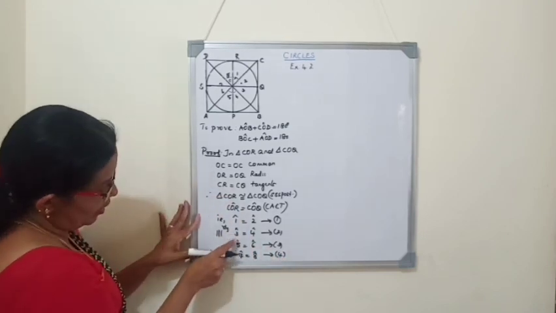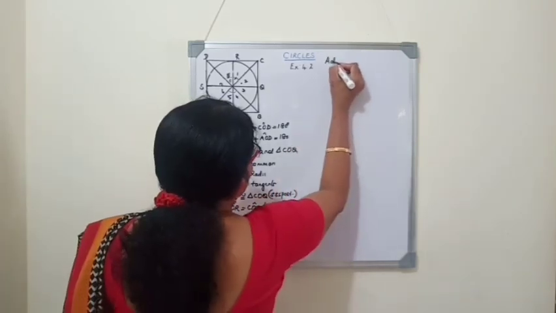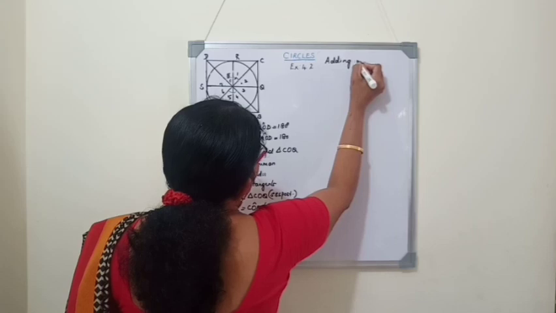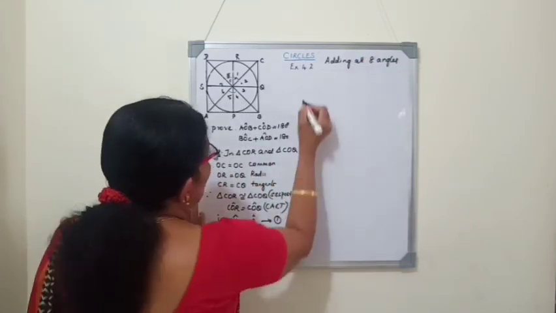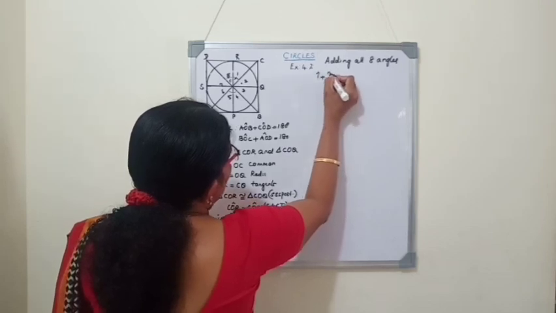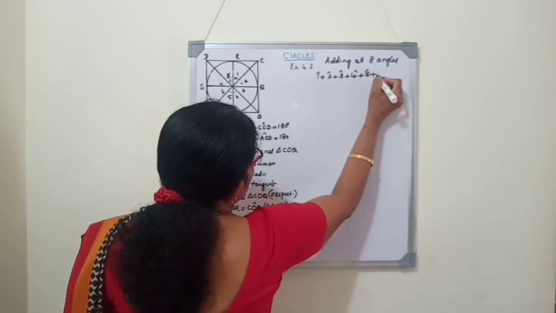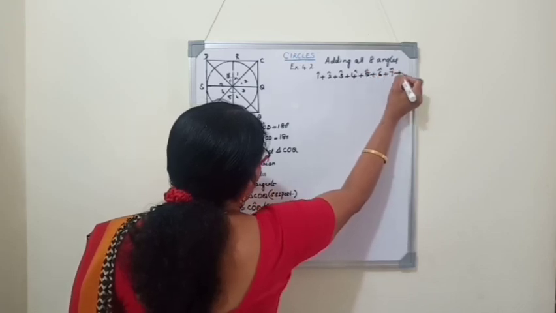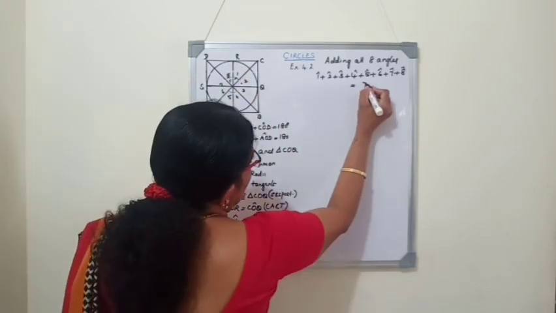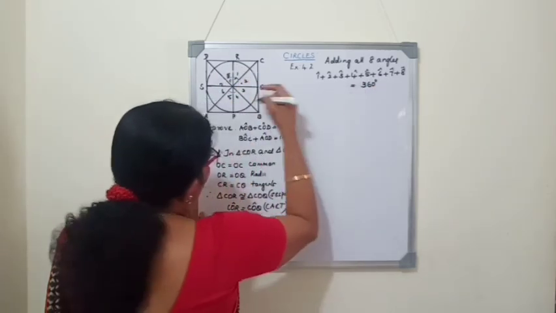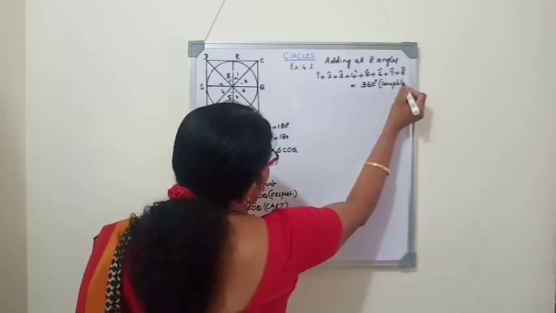Here we will add all the angles. How many angles are there totally? 8 angles are there. Adding all 8 angles, we will write angle 1 plus 2 plus 3 plus 4 plus 5 plus 6 plus 7 plus 8. What is the sum of all these angles? It is 360 degree. What is the reason? What type of angle is this? It's a complete angle.